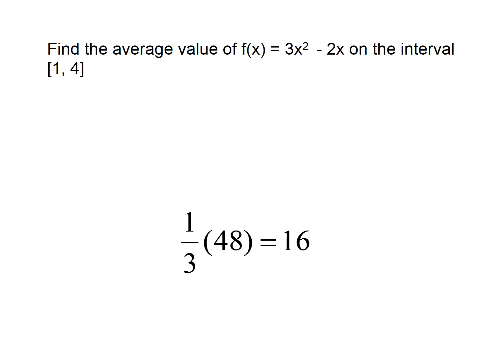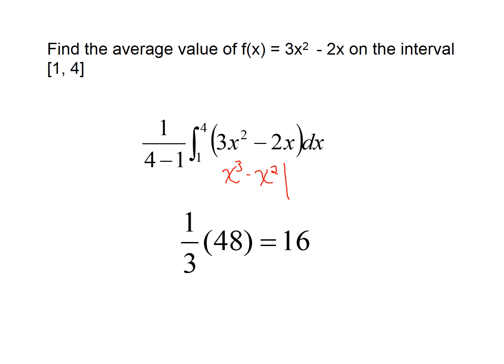So here's an example, and look, you already have the answer. But we're going to set it up by doing 1 over 4 minus 1, because that's the interval, divided by the integral from 1 to 4 of 3x squared minus 2x. Now, I didn't show you how I did this, but this is basically just integrating. That gives me x cubed minus x squared. Oh, that worked out beautifully. And I'm evaluating that from 1 to 4. And I'm multiplying this whole thing by 1/3.